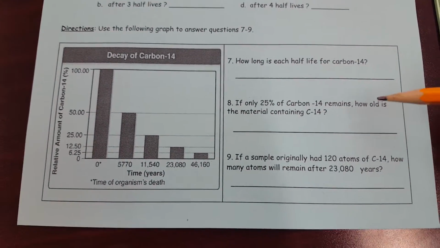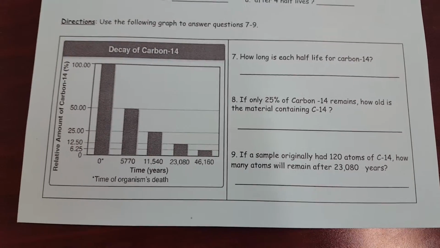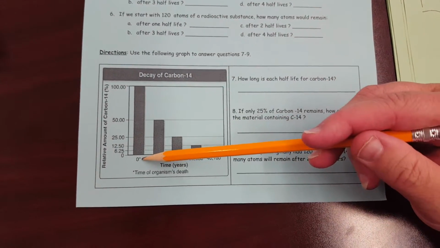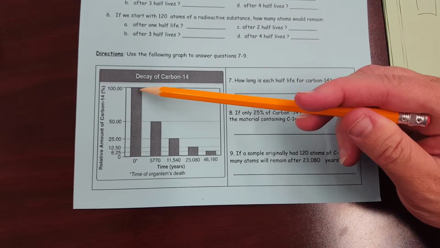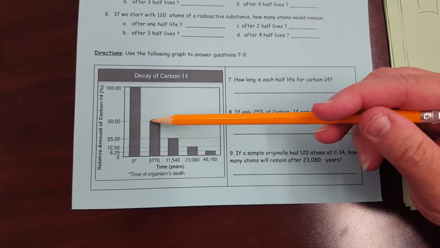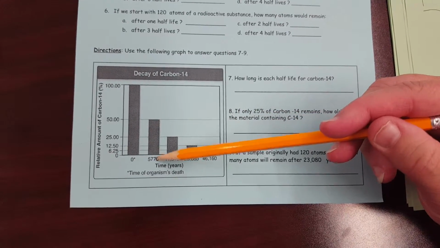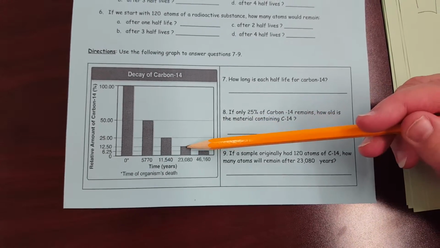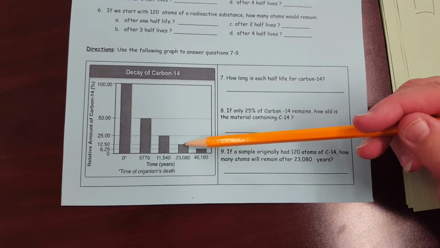So the first question says, how long is each half-life for carbon-14? Remember what a half-life is. A half-life is the time it takes for half of the parent to turn to daughter. So in this case, you start out at 0 years with 100% parent. How old is the rock when it's at 50%? Well, this bar looks like it's at 50%, so that's got to be 1 half-life. And this bar is at 25%, so it's at 2 half-lives. And this bar is at 12.5%, so that's 3 half-lives. That's the same percents we calculated in class.